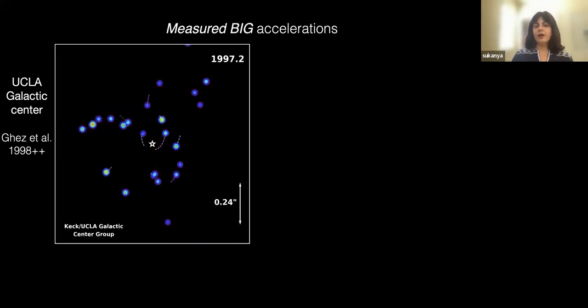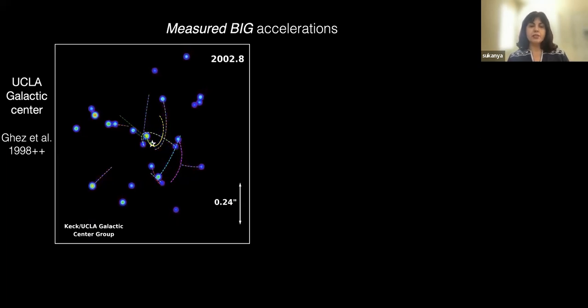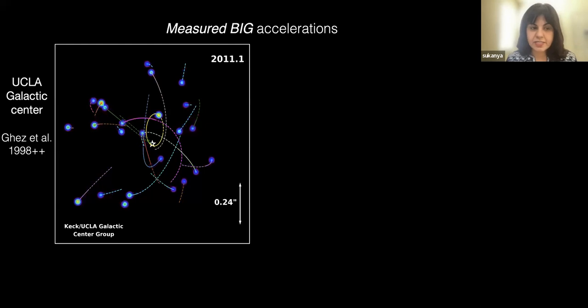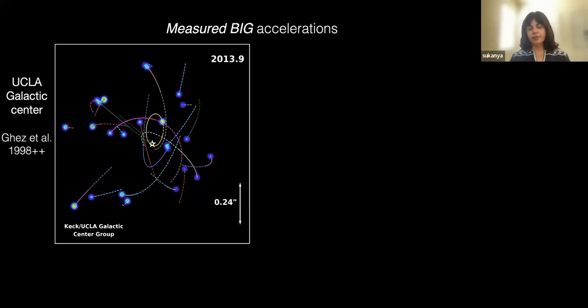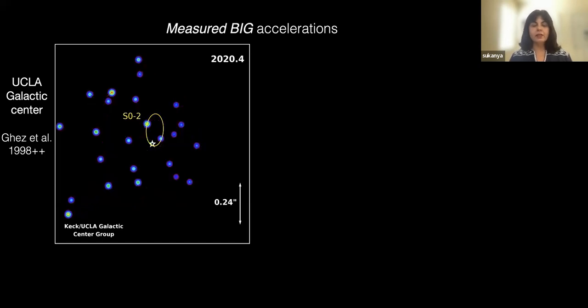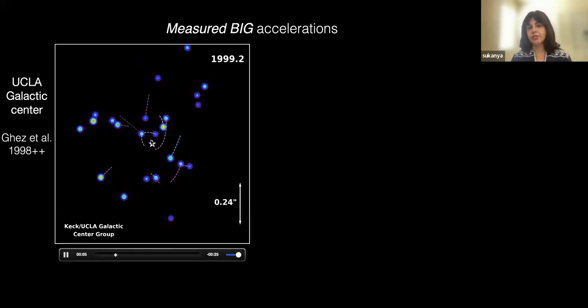Now, I want to contrast what we're trying to do, to measure these tiny accelerations, with a successful acceleration measurement, a very well-known one. This is the measurement of accelerations of stars near the galactic center that led to a quantitative determination of the mass of the supermassive black hole at the center of our galaxy. And in this movie, you can see the orbits that are traced out. And these orbits are determined from these measured accelerations.